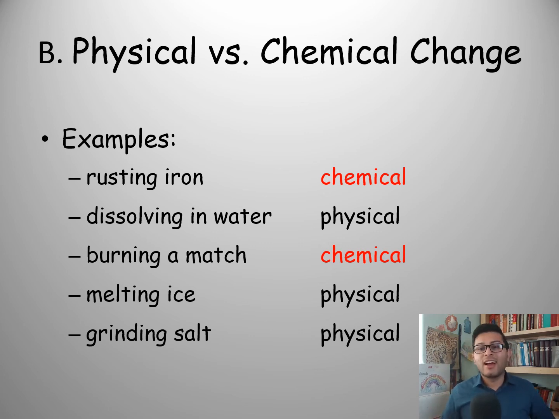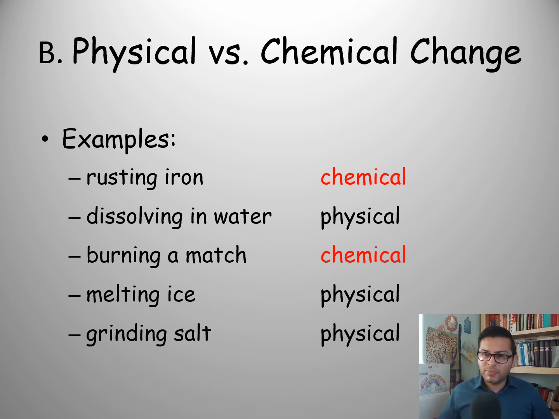Rusting iron. I swear that I did not look at this next slide before I recorded the last one, but here we have rusting iron, which we already talked about, and that's going to be a chemical change. Now, dissolving in water is a little bit different. When we put something in water to dissolve, all that's happening is that the liquid is getting in between the molecules and it's just dissipating inside of the liquid. So this is going to be a physical change. None of the things inside of the water actually changed its chemical properties.